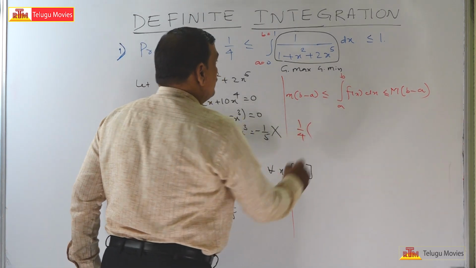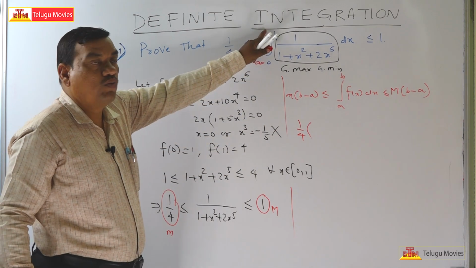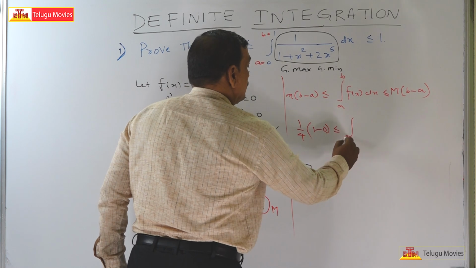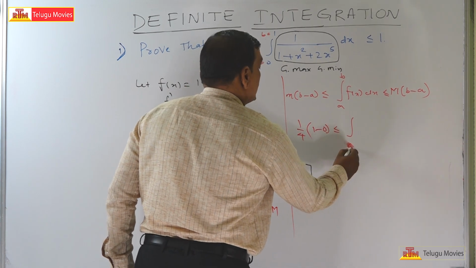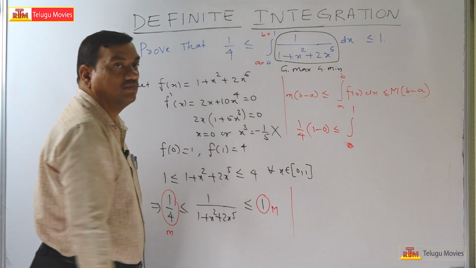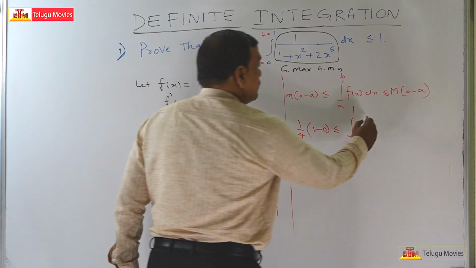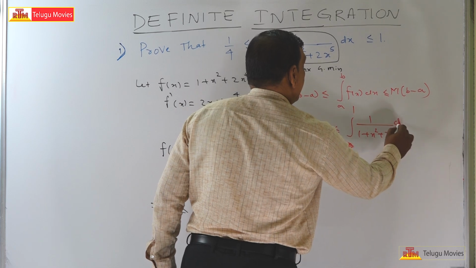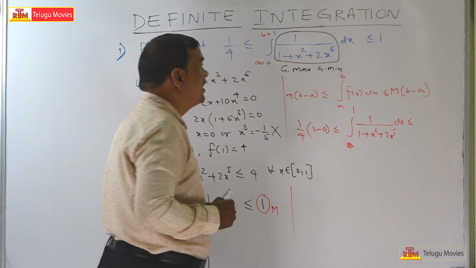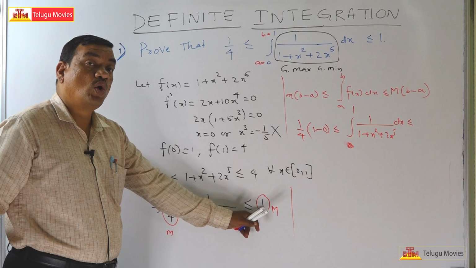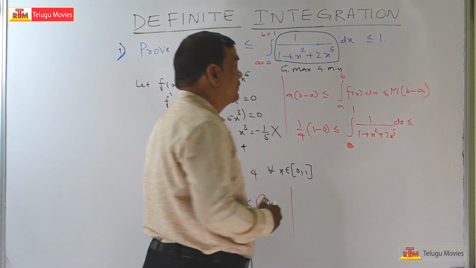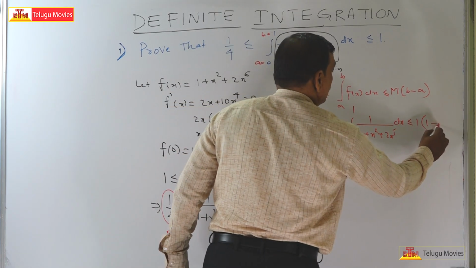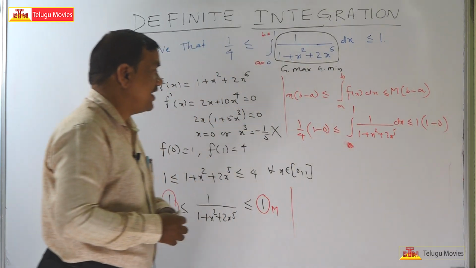1 by 4 into B minus A, 1 minus 0. 1 minus 0 less than or equal to integral 0 to 1 of your total function, that is 1 by 1 plus x square plus 2x to the power of 5 dx, less than or equal to capital M, means global maxima 1, into 1 minus 0. So, this is nothing but your final answer.